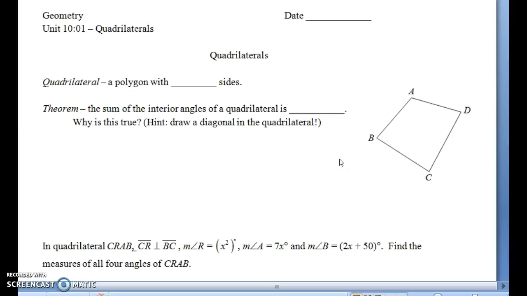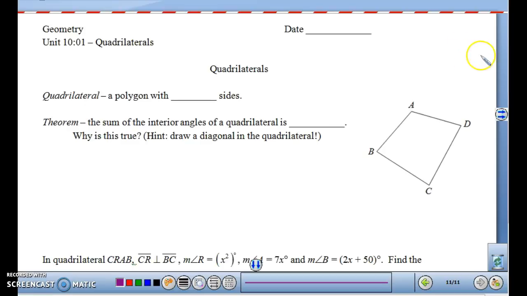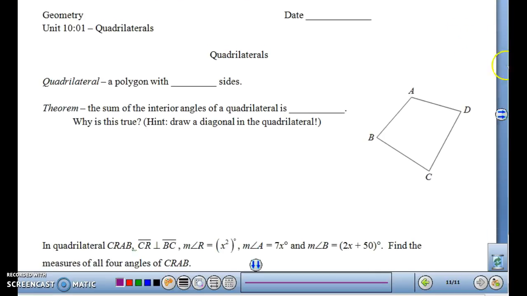This is Geometry Unit 10, Lesson 1 on quadrilaterals. First of all, we have to know what a quadrilateral is if we're going to be working with them. Quadrilateral, the prefix quad, means four. It's a polygon with four sides. Quadrilateral, four sides.